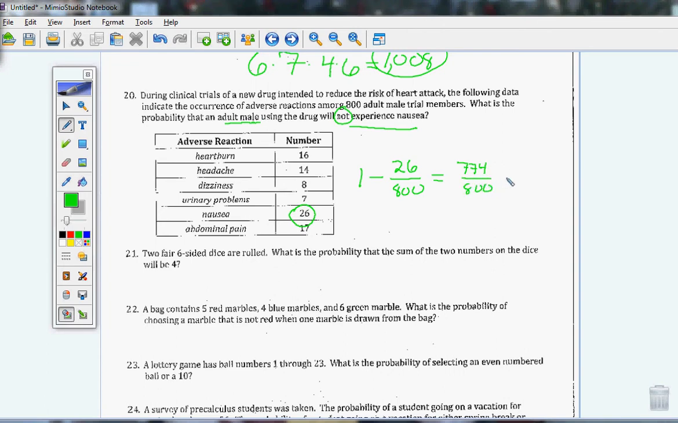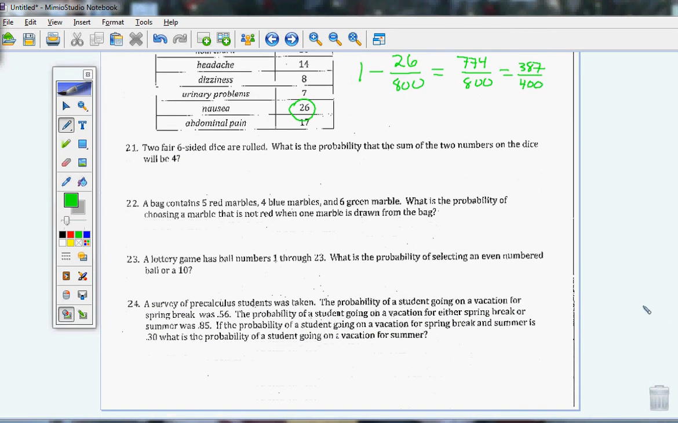Okay, so you can do that there, and you can leave it as a fraction. It reduces to 387 over 400, or you can go to a decimal. That's fine for probability. But that's the idea. Sometimes to get the not one, it's easier just to think about what did happen and then do 1 minus that. All right, number 21 here, getting towards the end here.